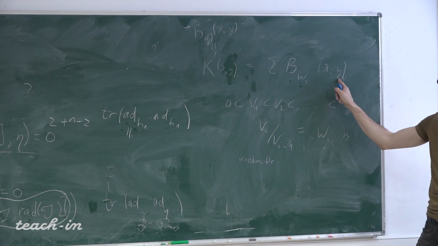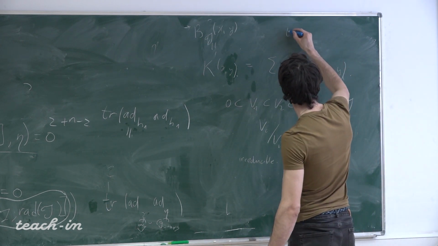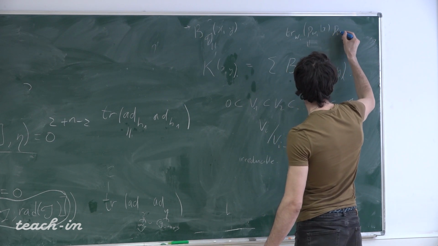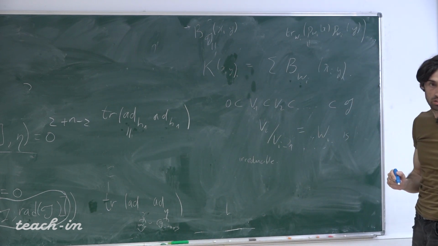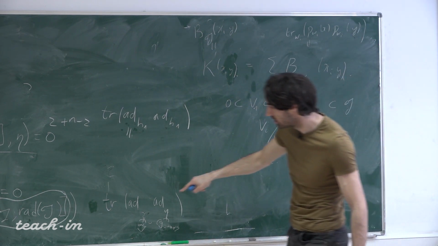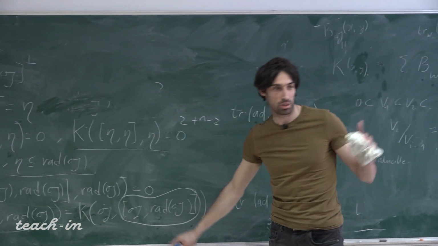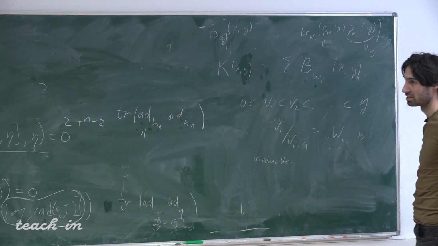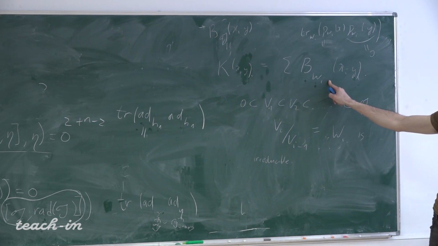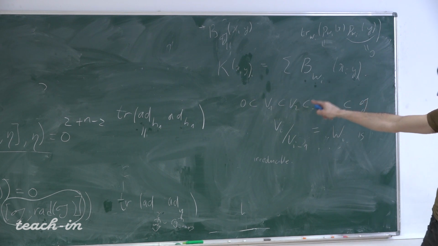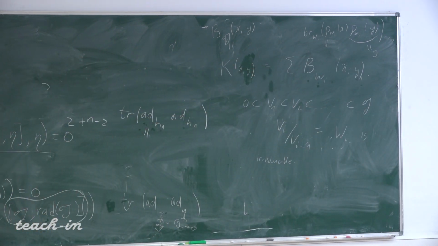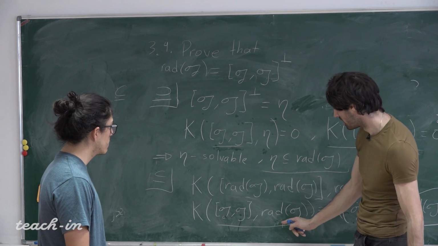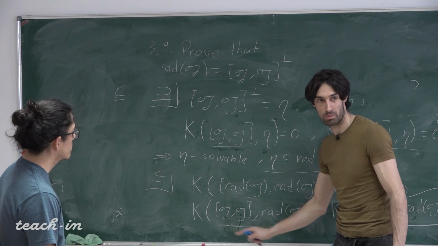But this thing is what? It is the trace over Wi of rho Wi of X, rho Wi of Y, right? But since Y lives in the radical, and Wi is irreducible, this is just 0. So every element here is 0. Therefore, this is exactly what we wanted. If I plug in something from the radical here, it's 0. It means that the radical is inside the orthogonal complement to this one.